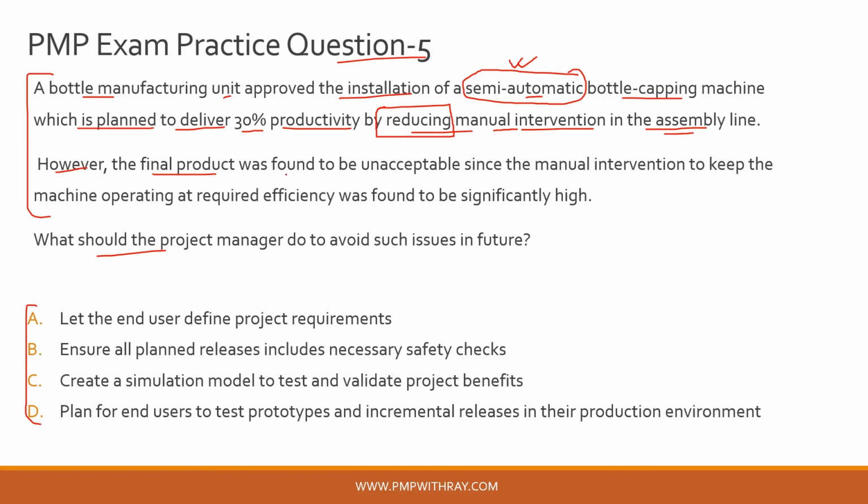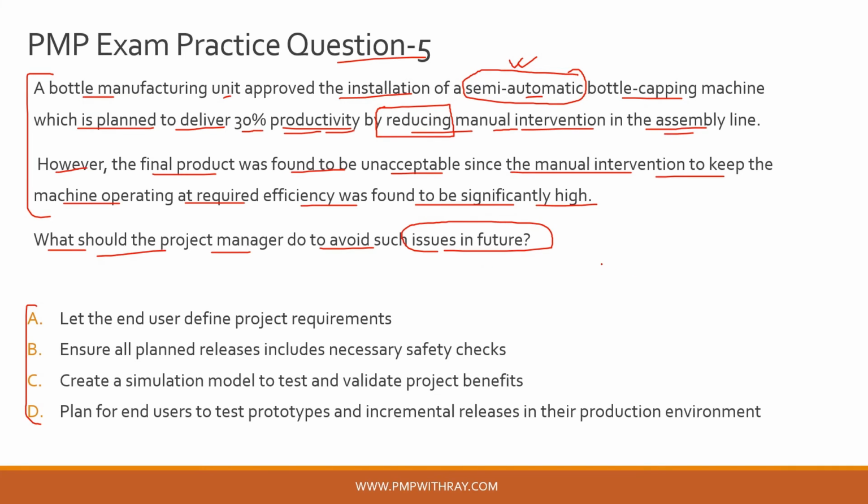However, the final product was found to be unacceptable since the manual intervention to keep the machine operating at the required efficiency was found to be significantly high. Okay, so what it's saying is when the machine was installed, it was found that the machine was so unreliable, or the efficiency of the machine was so low, you were not able to remove 3 employees from the 10 employees who were working initially at your end of line bottle packing. Okay, so basically the performance level of the machine was bad and you were not able to achieve this 30% productivity. Now the question is, what should the project manager do to avoid such issues in the future?